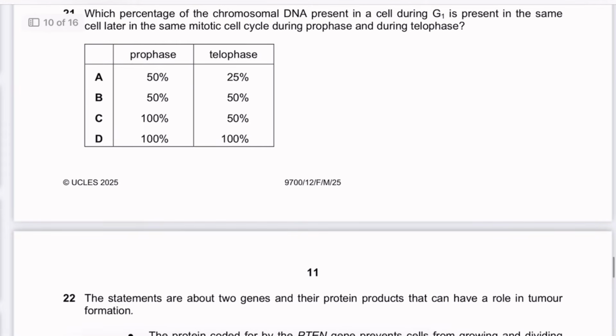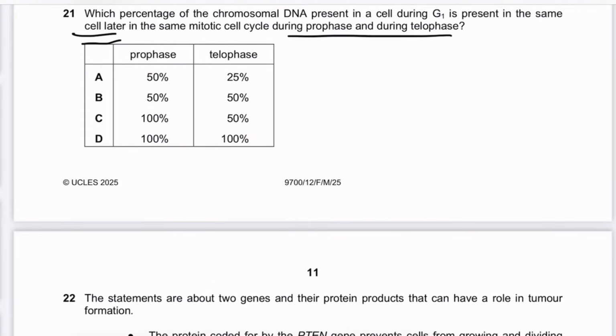Which percentage of the chromosomal DNA present in a cell during G1 is present in the same cell later in the same mitotic cell cycle during prophase and during telophase? Okay, so the percentage of chromosomal DNA in a cell during G1 is present in the same cell later in the same mitotic cycle during prophase and telophase.